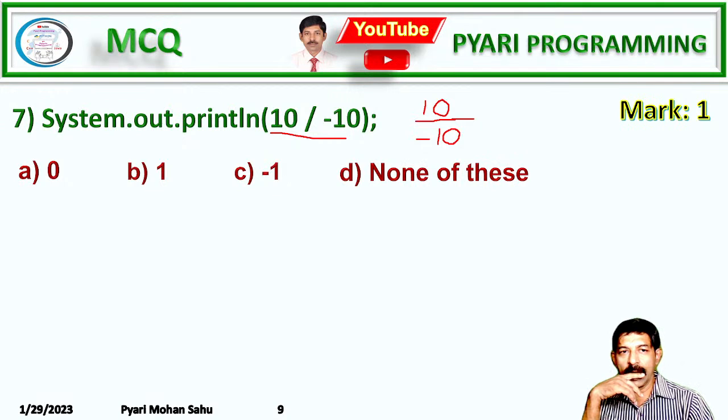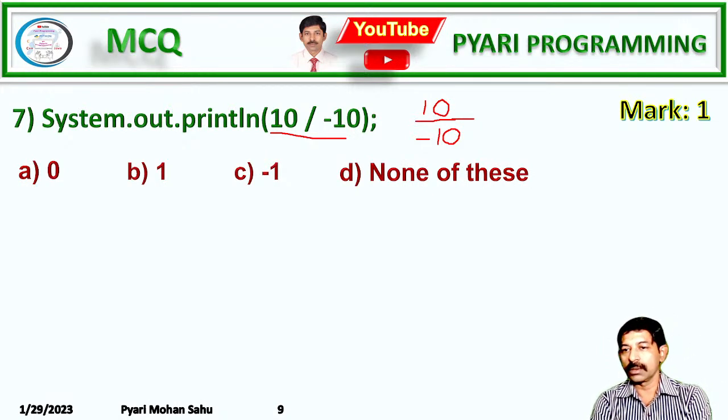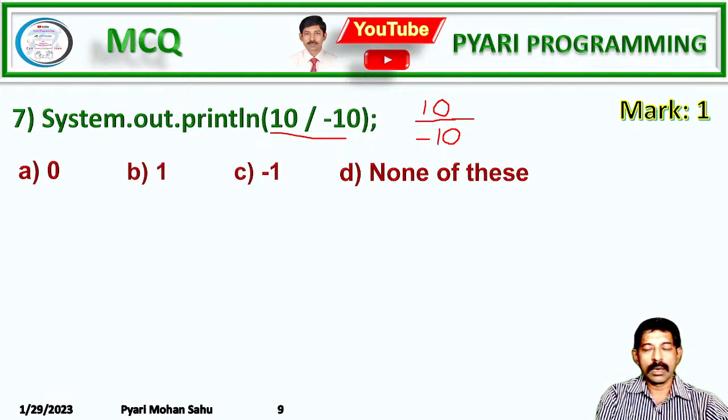Seven C, A, B, C, none of this. Rajesh Kumar says none of this. Sanchita Patra says none of these. No, -1. Rajesh Kumar, -1. Okay, reason. Can anybody give me the reason? Somebody has given B option. That is your positive one.